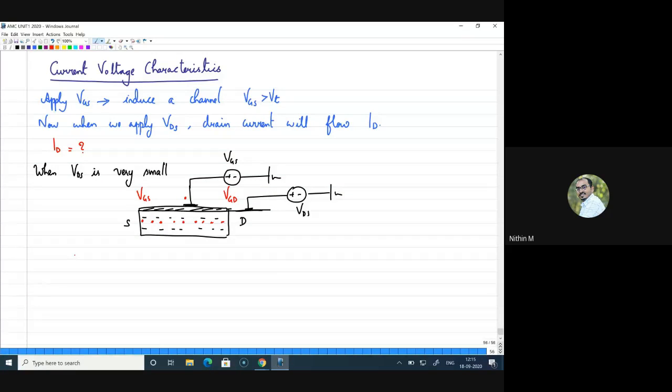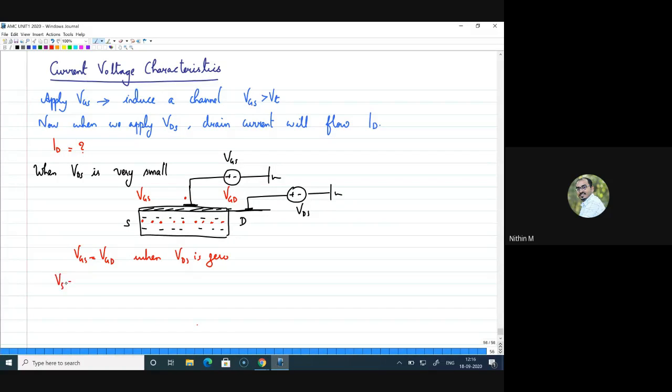Right. So at source end the voltage is VGS, and at drain end the voltage between gate and that point is VGD. In between there are so many points between source and drain, and the voltage difference between those points with respect to gate will be equal to VGS when your VDS is very small. I hope that is clear. Now your VGS is equal to VGD when VDS is 0.